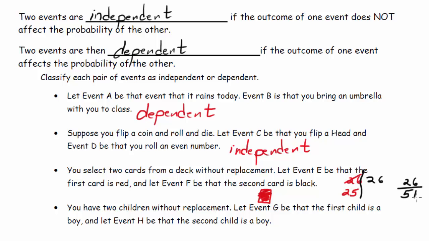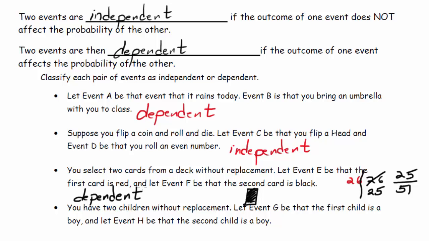Now let's say we did this differently. This time, let's suppose my first card is black. So if I get a black on my first card, now I chose one of these, so there's only 25 left. So I can ask the same question. What's the probability now of me choosing a black card on my second card? Well, there's 25 black cards left out of 51. So do you see those two are different? So here, these are going to be dependent, because whether I pull a red card or not, the color of that first card is going to affect how many remain in the deck.